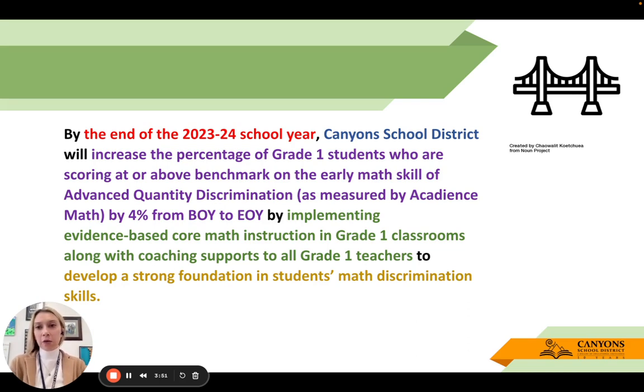I encourage you to look at your mid-year data. There are quite a few of you that have a lot to celebrate. So I hope that you are doing so both with yourself, your teams, and your students. So thank you for all of the hard work that you do for students in mathematics.